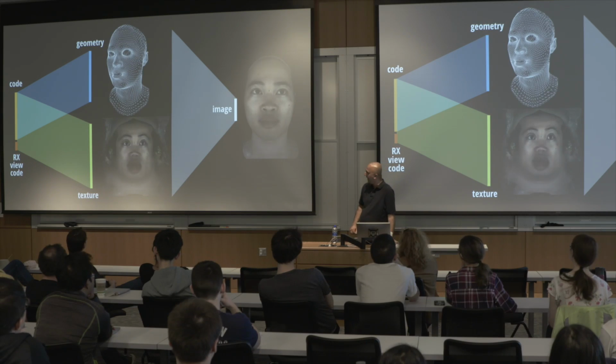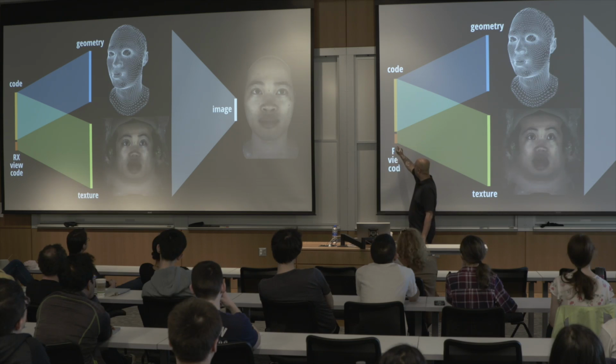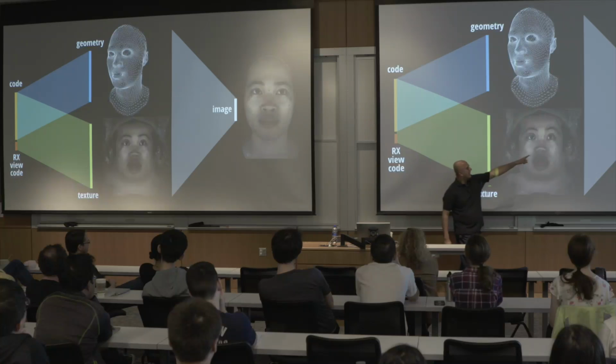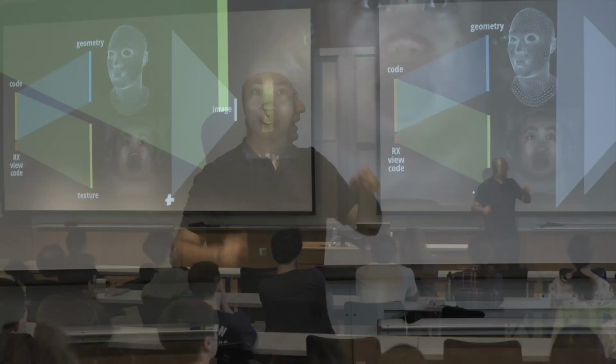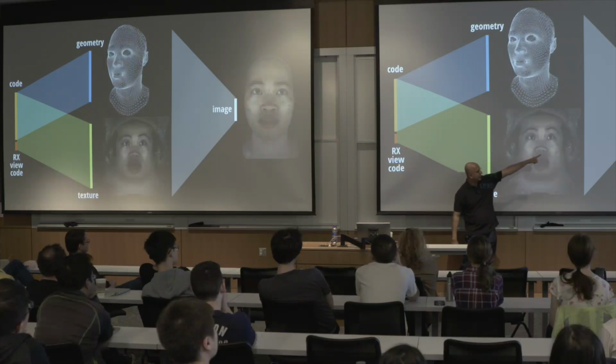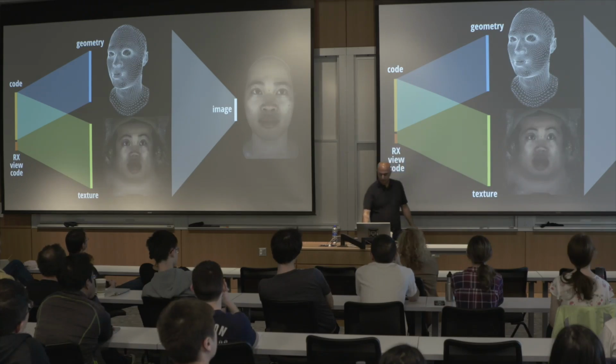So what I'll show over here is that we tweak the code, right? So we're going to change the viewpoint. What you'll see is that the image will fly around, and the texture will change as you change the viewpoint, and that'll change the image, but the geometry remains the same.